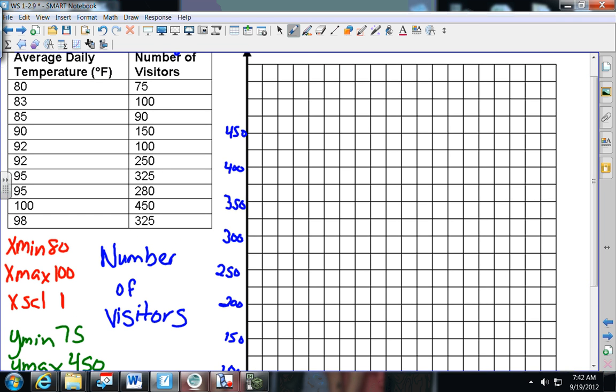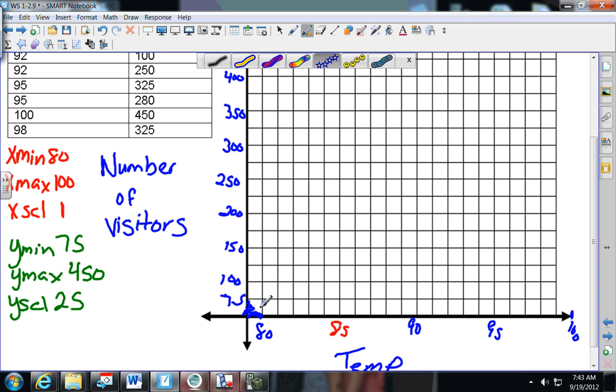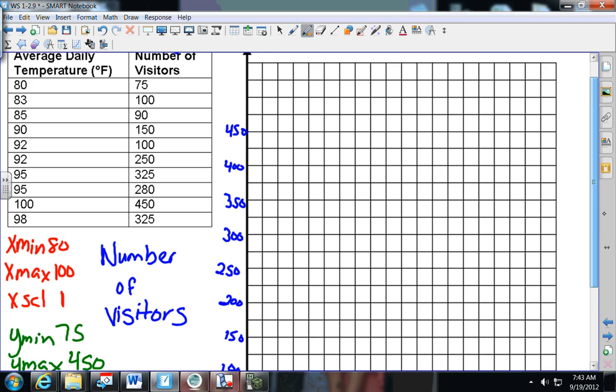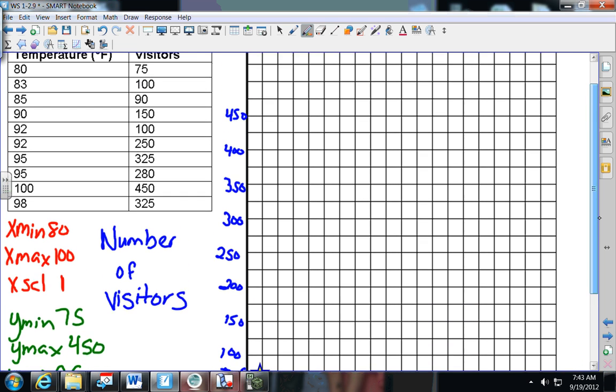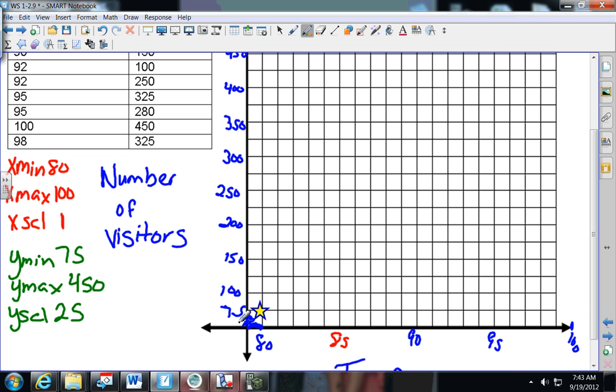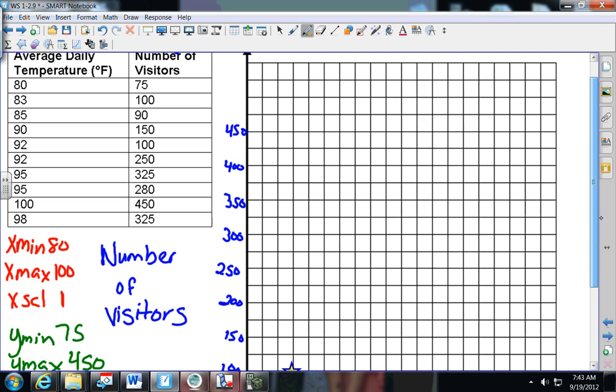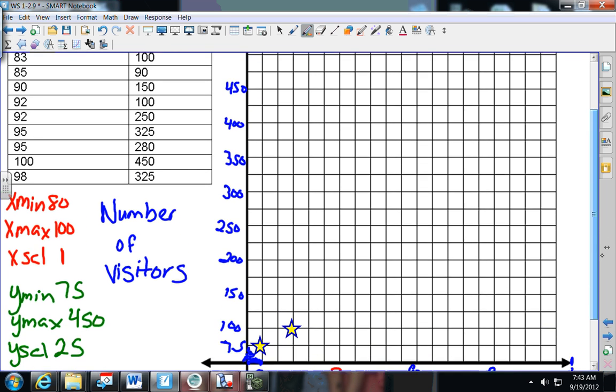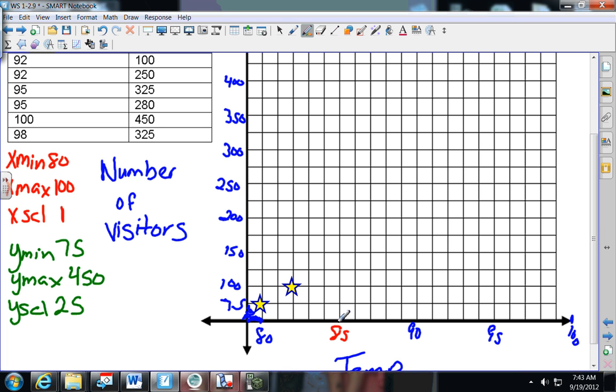So let's see here. Let me find my things. I've got 80 and 75. So if I go over to 80 and up to 75, put a dot. 83 and 100. Well, let's see. 1, 2, 3 up to 100 and put a dot. 85 and 90. Now 90 is almost up there, so we'll just put an estimate kind of close.